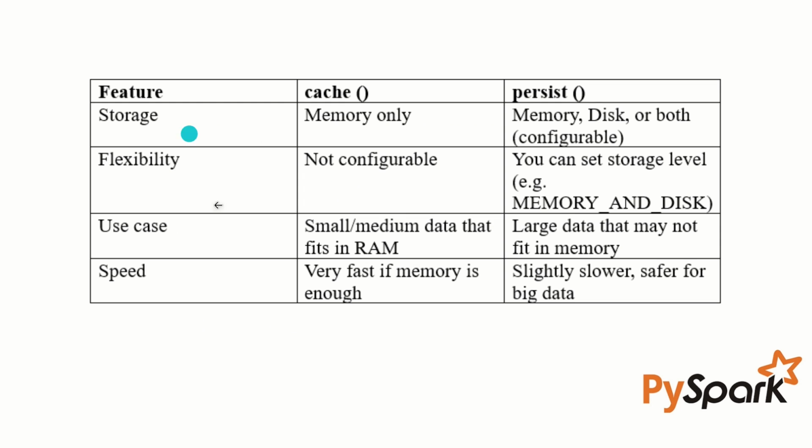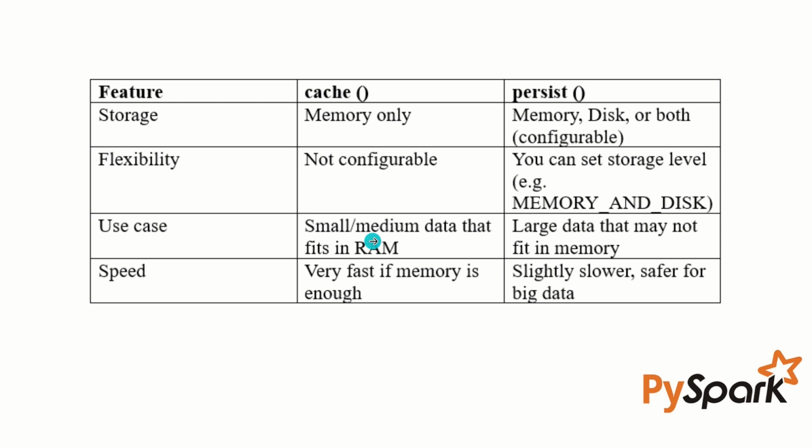So here I've tried to compare both cache and persist methods with the help of one table. The storage: memory only. The storage can be memory, disk, or both. Flexibility: we can't configure that, but we can set the storage level. We'll discuss in upcoming slides what the different methods available are. I'll also be showing you a little piece of code, some implementation, of how to use cache and persist in PySpark.